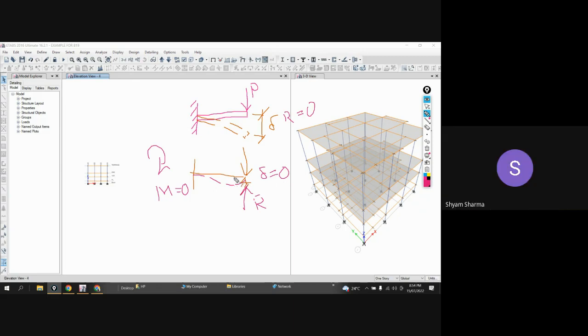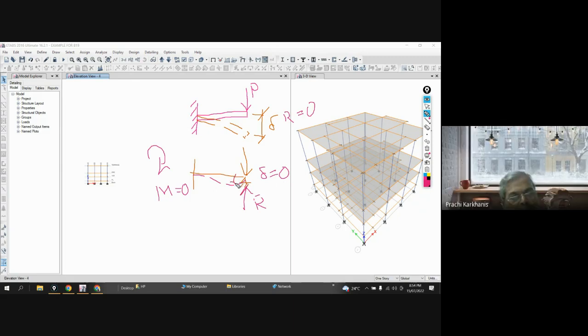So here there is a rotation. So you won't find any moment over here. So M will be 0.